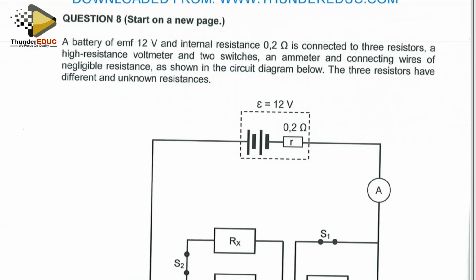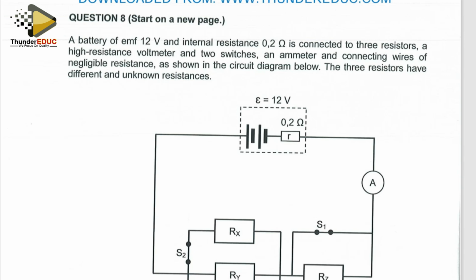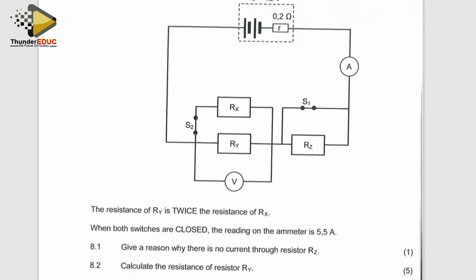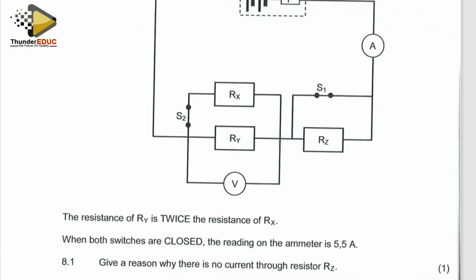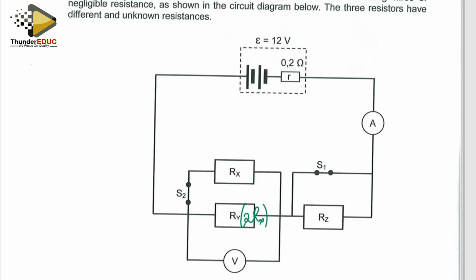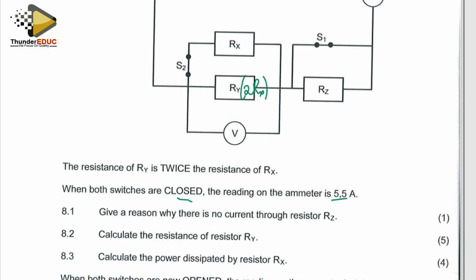Question number 8. A battery of EMF 12 V and internal resistance 0,2 is connected to 3 resistors, a voltmeter, 2 switches, and some wires. The resistor Y is twice Rx, so that is the same as 2X. When both switches are closed, the reading of the ammeter is 5,5. Can you give a reason why there is no current flowing through RZ?